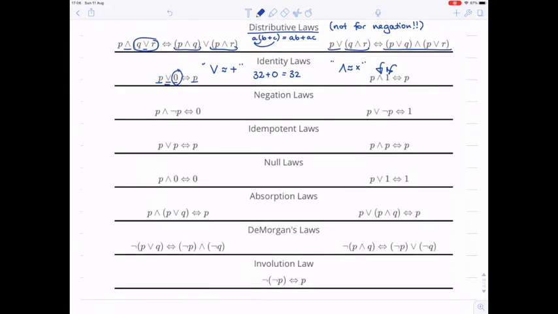If we think about combining something and its negative, if we have P and not P, well, that can't ever be true. So that's always 0. On the other hand, P or not P, well then something's always going to be true. So that's true there.